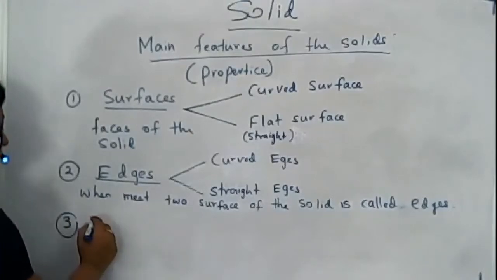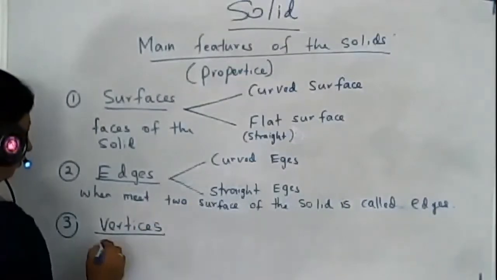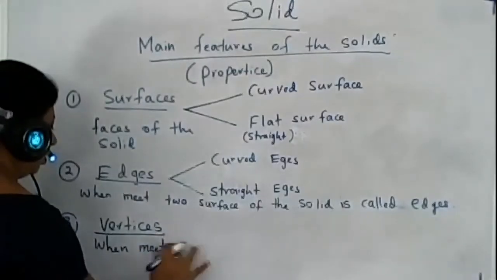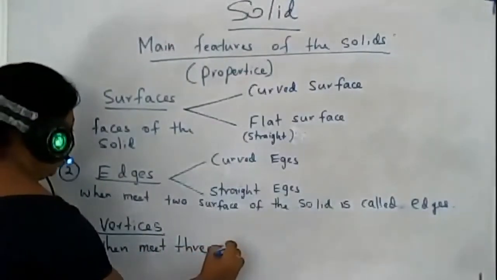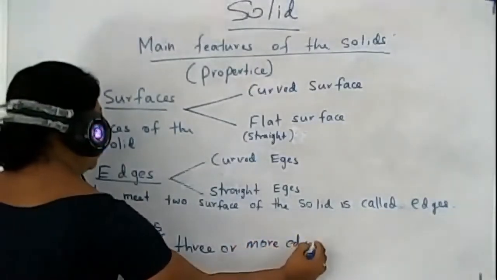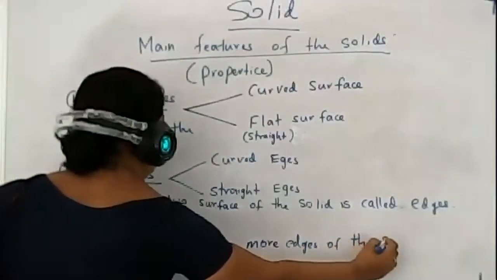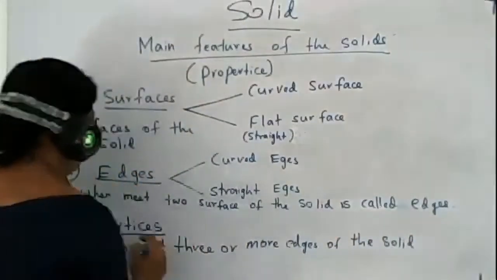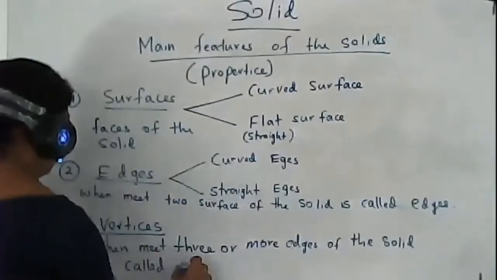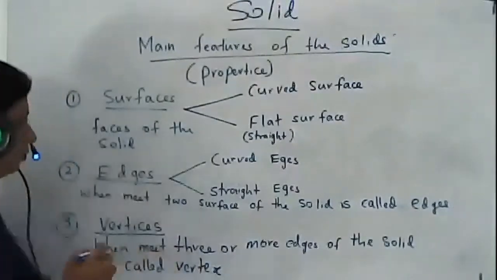Third one, vertices. When three or more edges of the solid meet, it is called a vertex. Right.